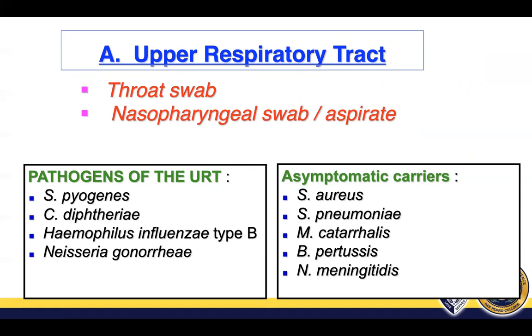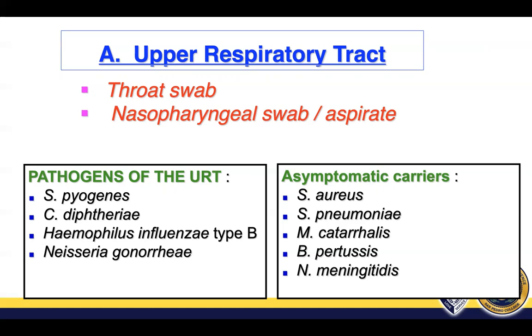The usual pathogens of infections in the upper respiratory tract include Streptococcus pyogenes, which is the agent of streptococcal pharyngitis. We have Corynebacterium diphtheriae, which is the agent of diphtheria. Haemophilus influenzae type B, which is the agent of epiglottitis. However, there are fewer cases of epiglottitis today because of successful immunizations. And then we have Neisseria gonorrhoeae, which is the agent of gonococcal pharyngitis.